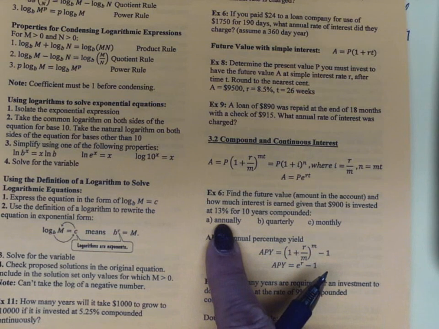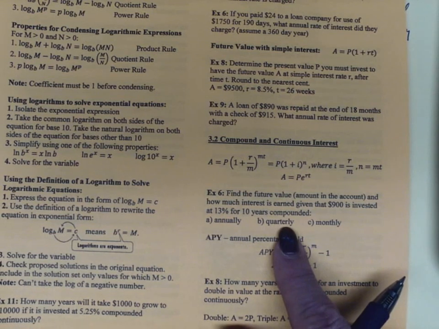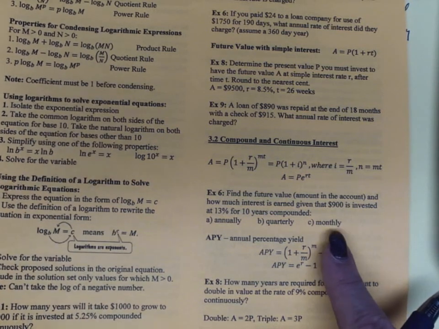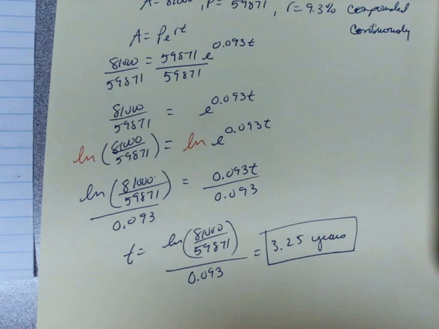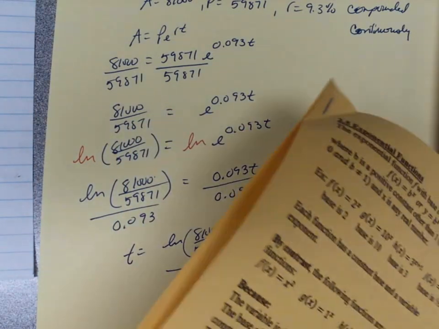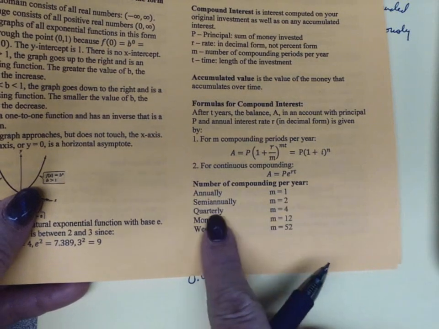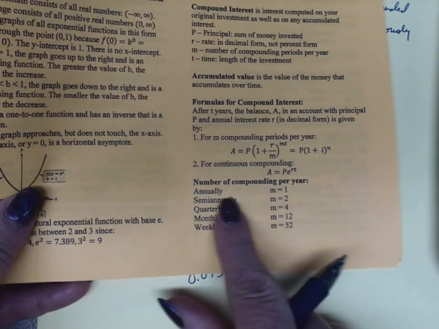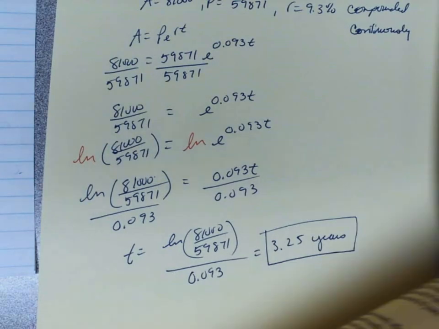Annually happens once a year. Quarterly, that's 4 times in a year. And monthly, which is 12 times. And if you don't remember what those are, you can go back in the handout to the first page. All of those were listed on page 1 at the bottom right. So you can have that available to you.